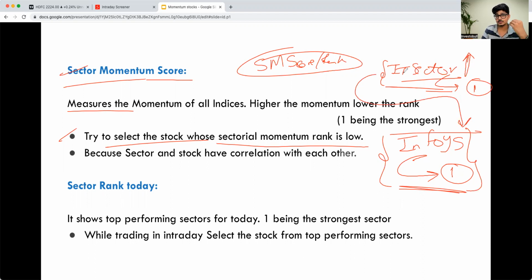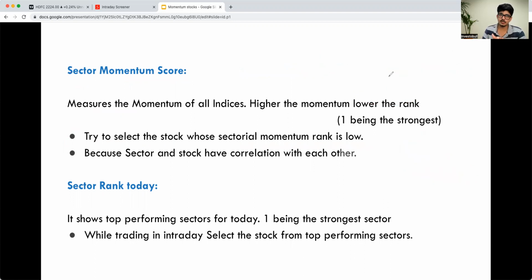If the sector is performing really well and the stock is also performing really well, there is a high probability, and the chances of this specific trade being successful increase. So that is our motto. We need to have the correlation between the sector and the stock. That is what we need to keep in mind.